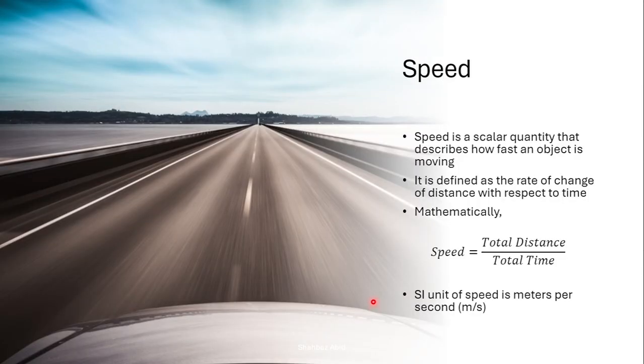We are going to use the distance and the displacement in speed and velocity. Now speed is a scalar quantity, and it tells us how fast an object is moving. Mathematically, speed is equal to total distance divided by total time. The SI unit of it is meter per second, because we are dividing length by time. So it's going to be meter per second.